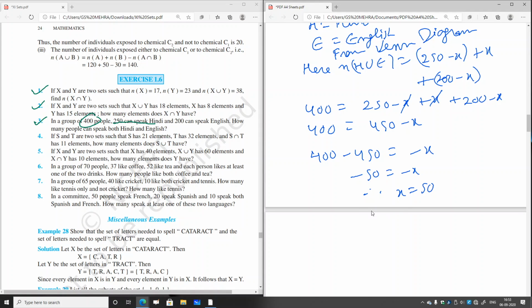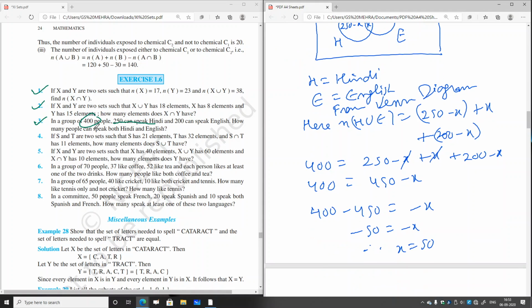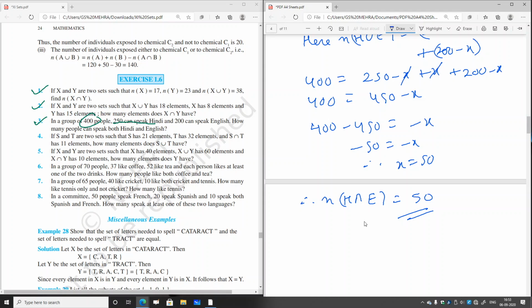But what is X? If you see the Venn diagram, X is the number of people who can speak both Hindi and English. So they are 50 in total. Therefore we can say that n of H intersection E, do not write union, H intersection E, that means speaking Hindi and English both, is equal to 50. So this is the answer of question number 3. Then question number 4, 5, 6 you will do on your own. This was self trial.